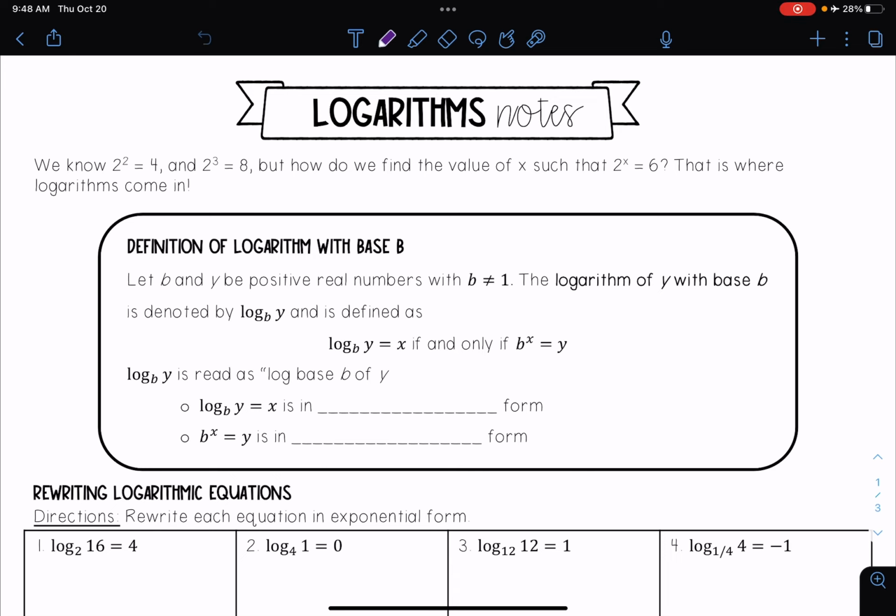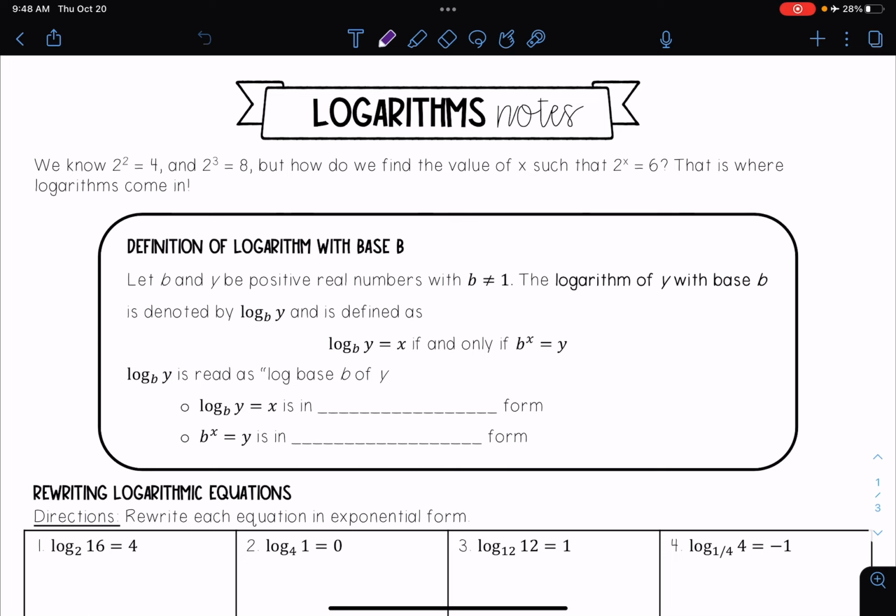So for a definition, we're going to let b and y be positive real numbers with b not equal to 1. The logarithm of y with base b is denoted by log base b of y and is defined as log base b of y equals x if and only if b to the x power is equal to y.